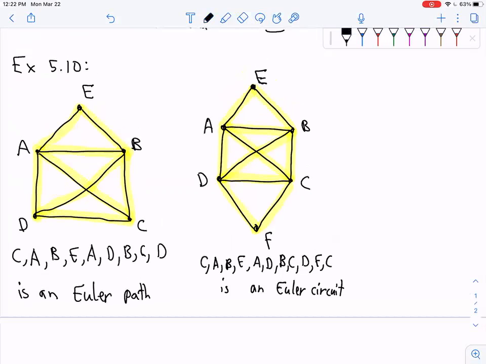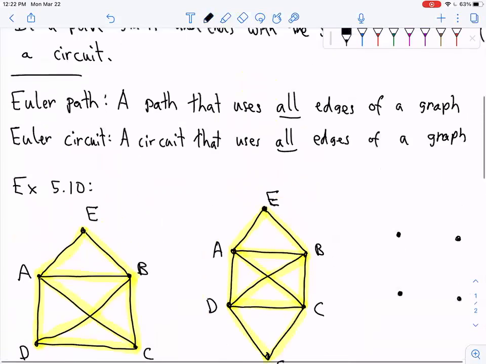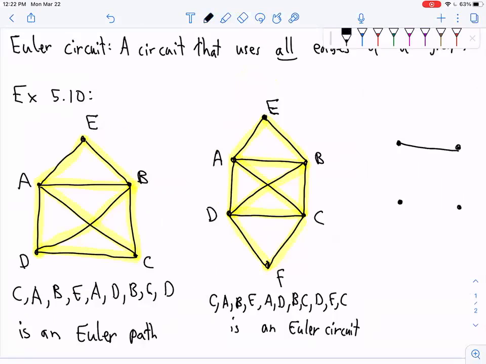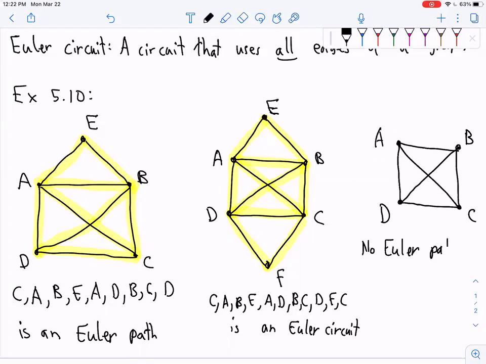And the last piece of the example is again a similar graph. It's really challenging my artistic skills here, you guys. Okay, so we have A, B, C, D. And while this may look similar, I'm just going to assert for now that this has no Euler path or circuit.